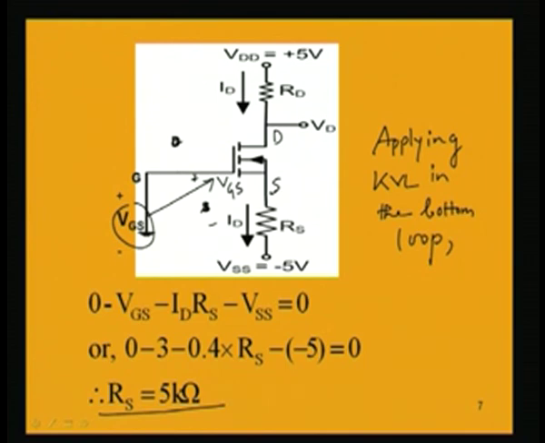So, in this way the operation of this MOSFET device when only DC voltages are there is illustrated in these two examples. Now, why do we use a MOSFET device, or for what applications do we use a MOSFET device? We use MOSFET for amplification.